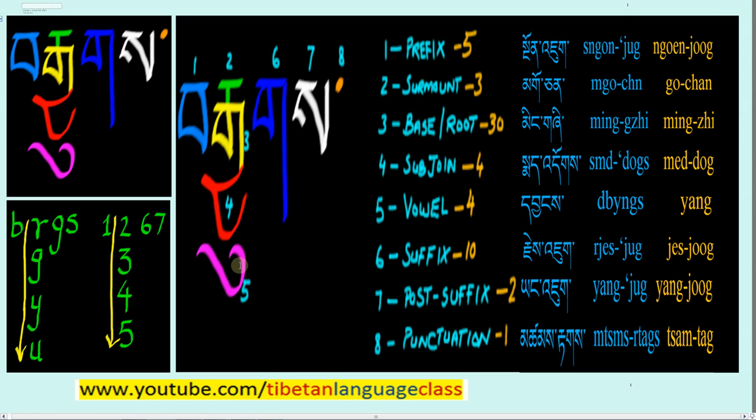The number 5 here is the vowel, in this case the vowel u. We all know we have 4 of these, right? The vowels are called yang in the Tibetan language. It's to, wa, yata, ya, nga, sa, yang. And then the 6th is the suffix. In this case, it's the letter ka.